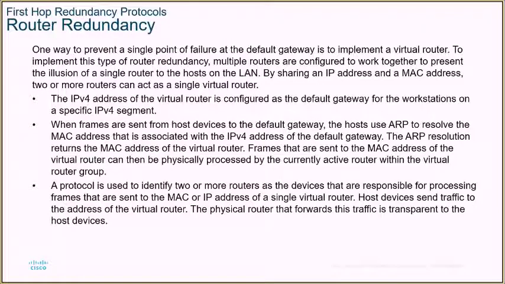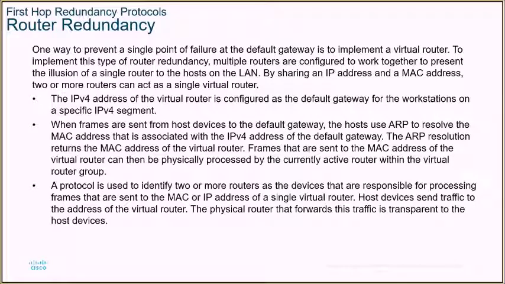So one way to prevent a single point of failure at the default gateway is to implement a virtual router. To implement this type of routed redundancy, multiple routers are configured to work together to present the illusion of a single router to the hosts on the LAN. By sharing an IP address and MAC address, two or more routers can act as a single virtual router.